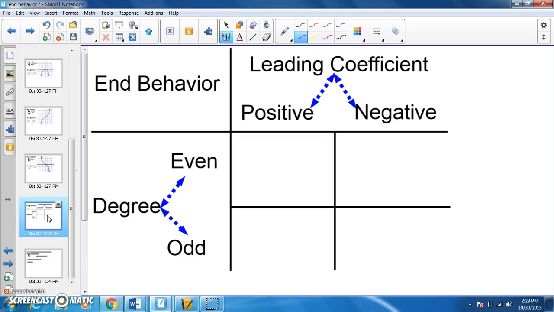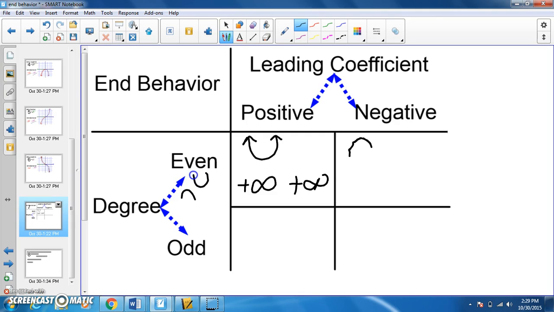So we're going to make a chart. When our degree is even, we're landing in the same direction. So we're either both going up or both going down. When we have a positive coefficient, we're both ending in positive infinity. So as we go to the left, we're going to positive infinity, and as we're going to the right, we're going to positive infinity.